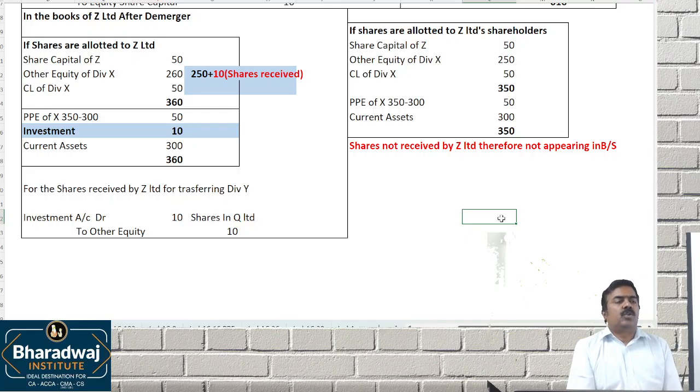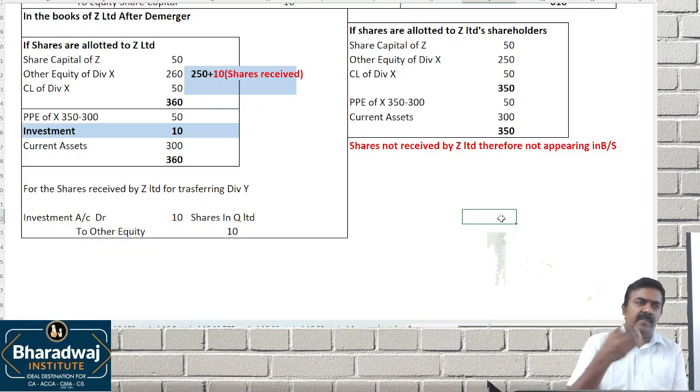So tomorrow also we will continue with the same Ind AS 103 for a better grip.